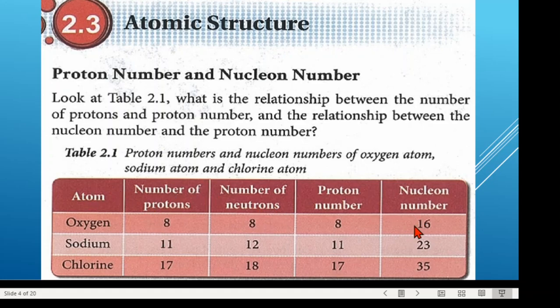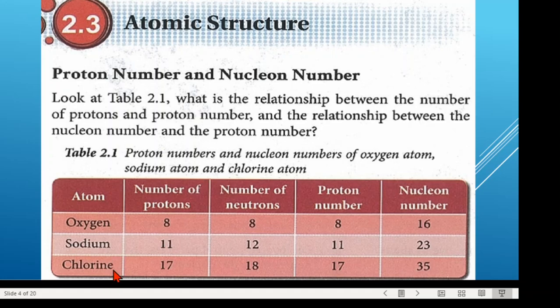Itulah nuclear number. Example number 2, sodium. Sodium number of protons dia 11. So, proton number dia 11 lah, kan? Number of neutrons dia 12. So, number of protons plus number of neutrons, 11 plus 12 become 23. So, 23 is the nuclear number of sodium atom.